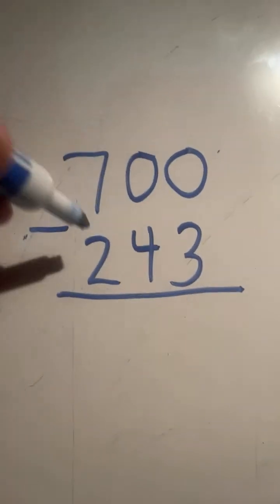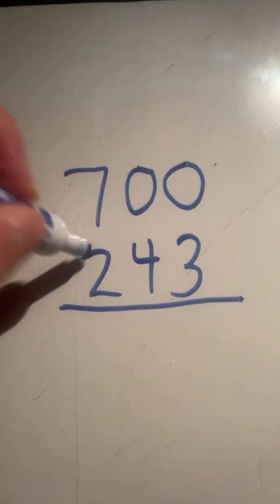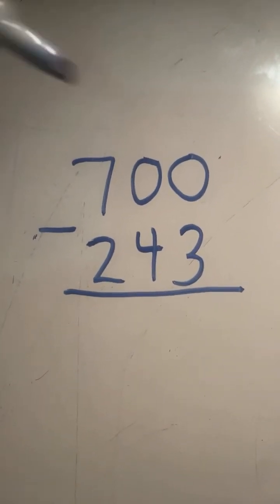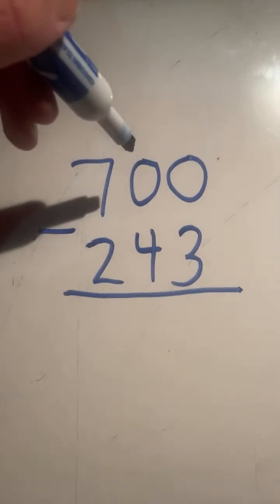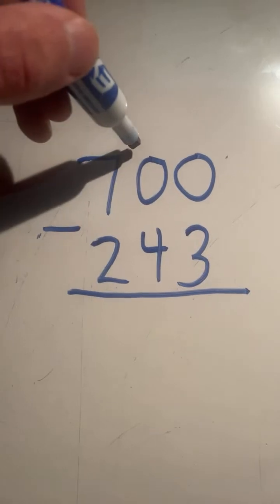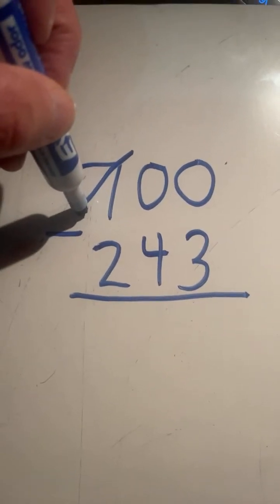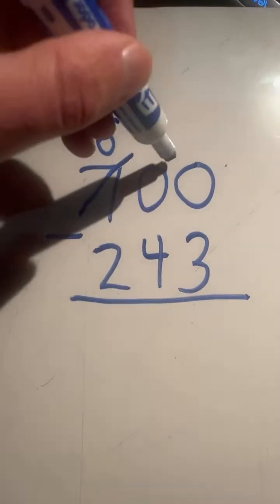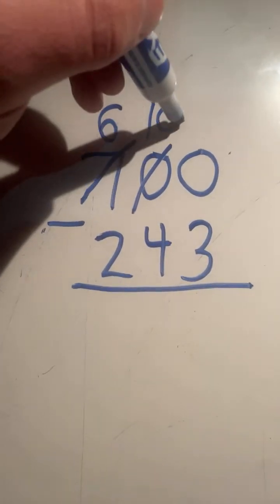So again, we're going to do all our regrouping before we do any subtraction. And again, we need to regroup in the tens place and in the ones place. You cannot start out with 0 and take away 4. So we need to take a 10 from the hundreds place and then add a 10 to the tens place. So the 7 is going to become a 6. The 0 is going to become a 10.